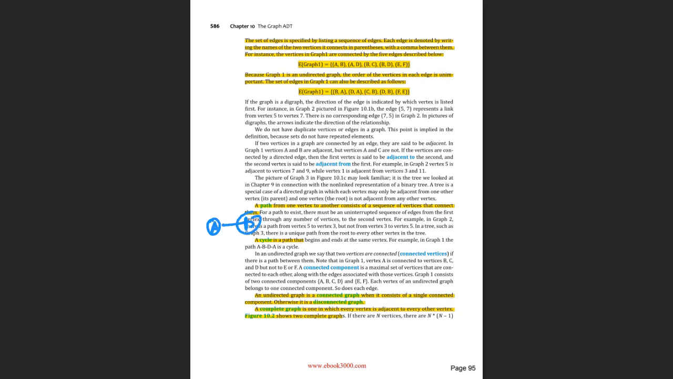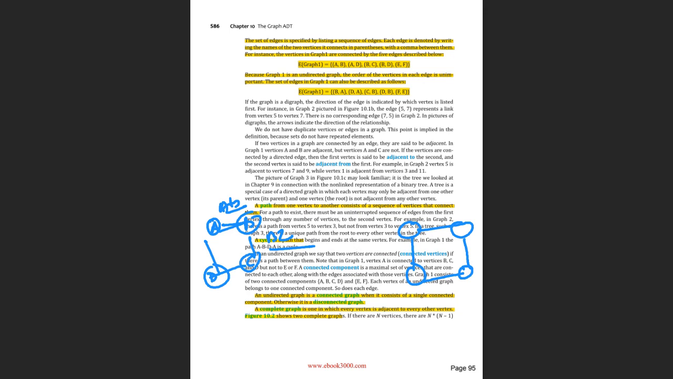A, B, C, D. From A to B, we say this is edge AB, BC. Cycle means closed, connected, you can say also sometimes.